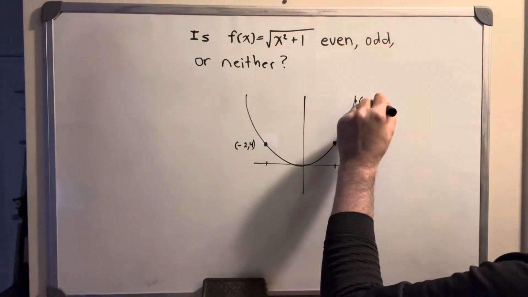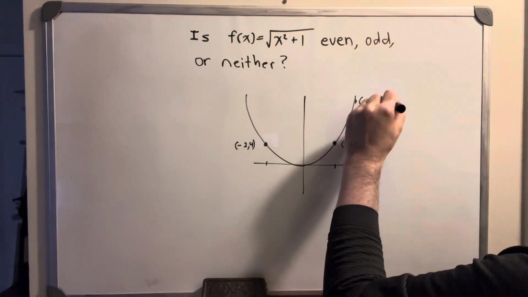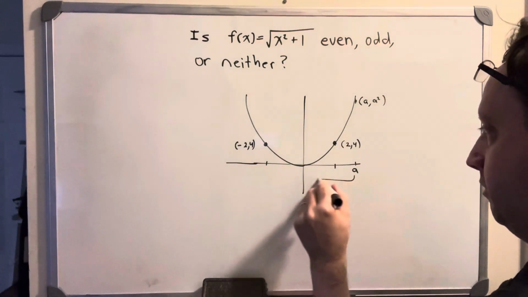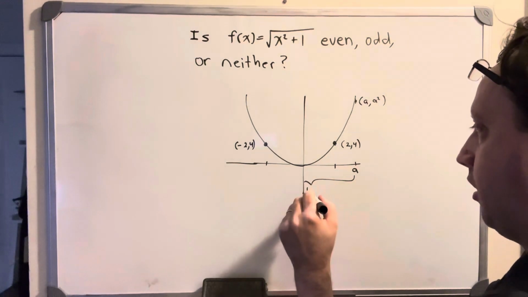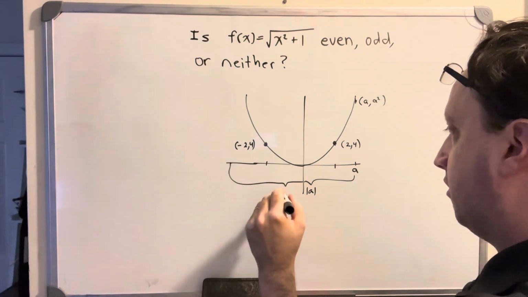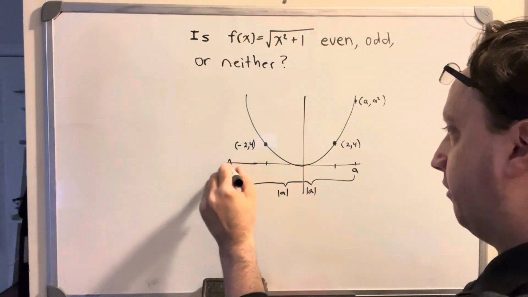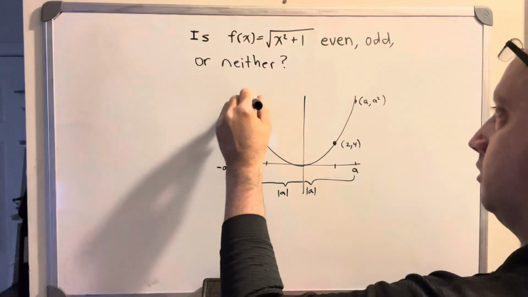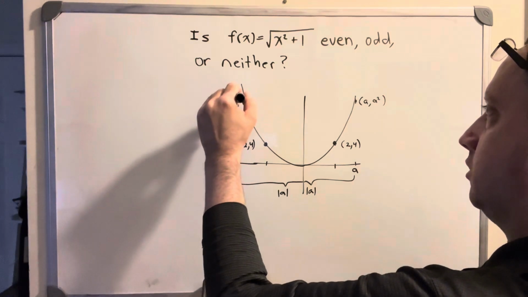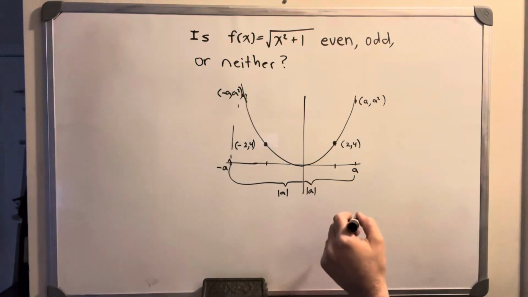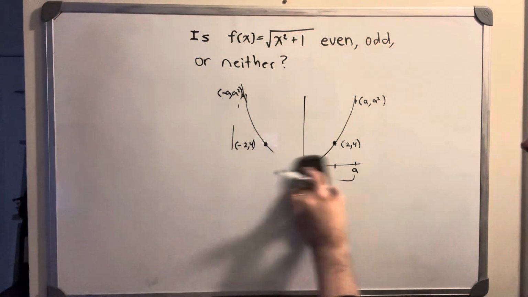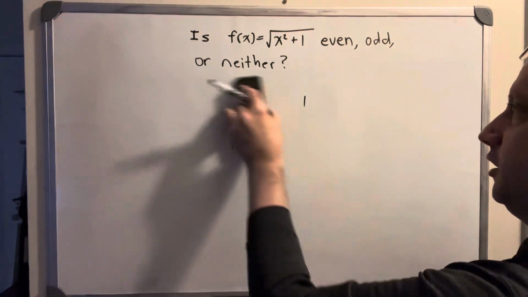But this is a squared. And then the same distance in the negative direction, we have minus a. And we had minus a squared. Do you have a way of saying if a function is even?